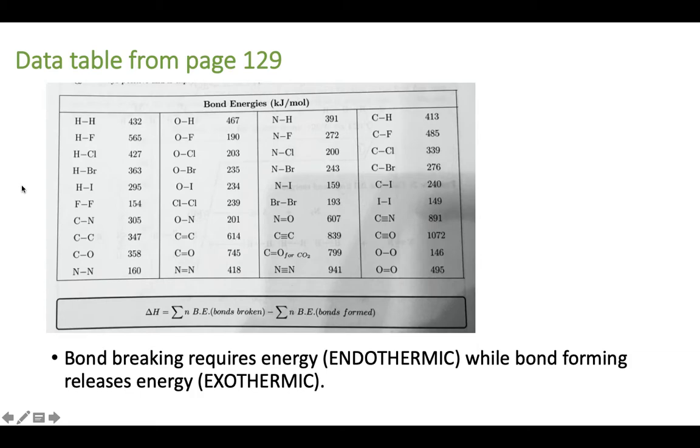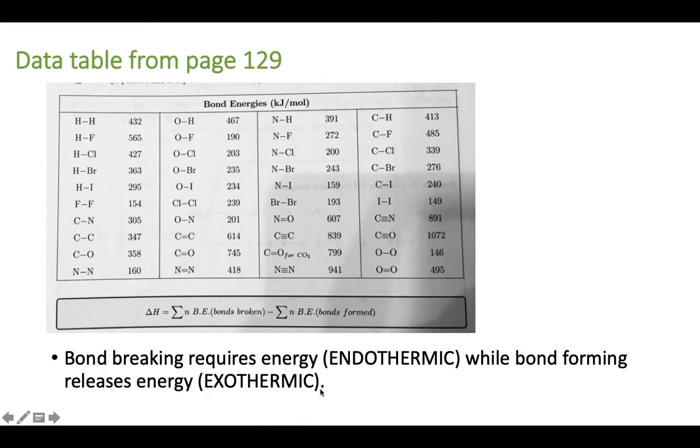So this data table comes from your workbook on page 129. We're going to use this equation. Enthalpy change is equal to the sum of all the bonds broken minus the sum of all the bonds formed. And those values you're going to obtain in this table here. Bond breaking requires energy. It's an endothermic process, while bond forming releases energy. It is an exothermic process.